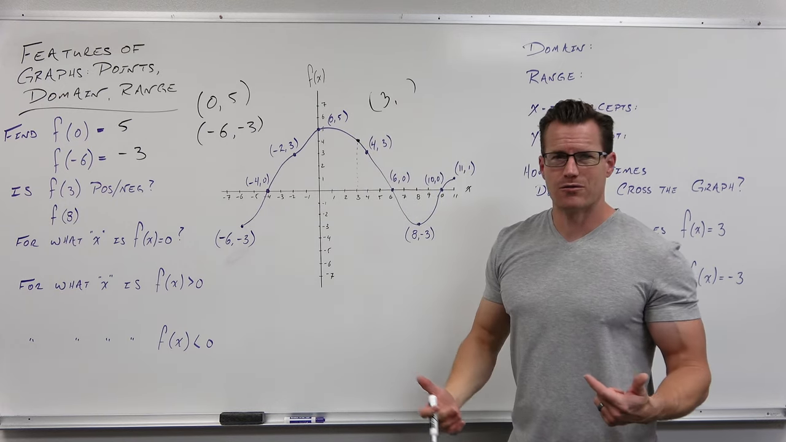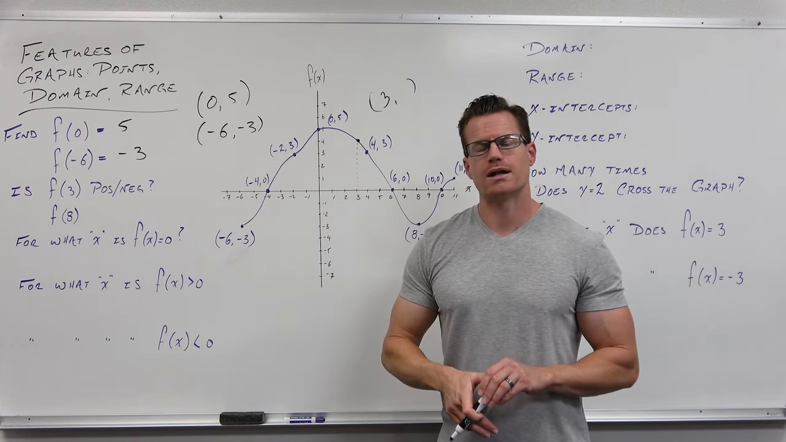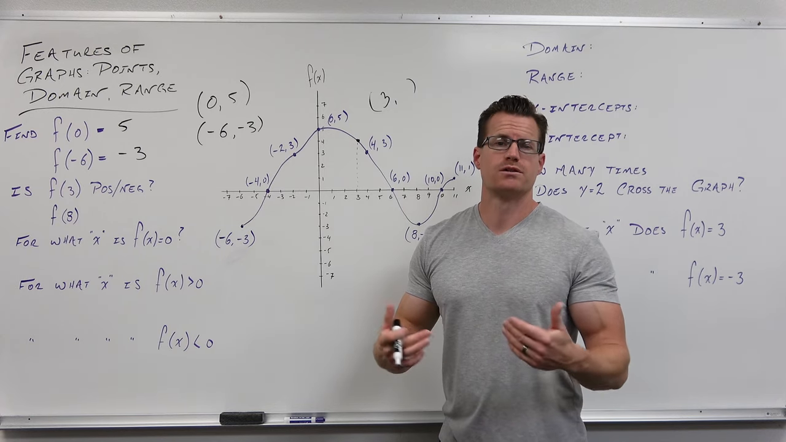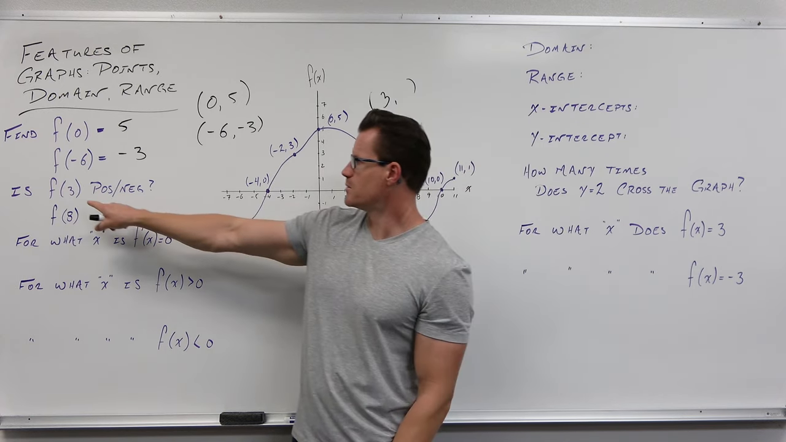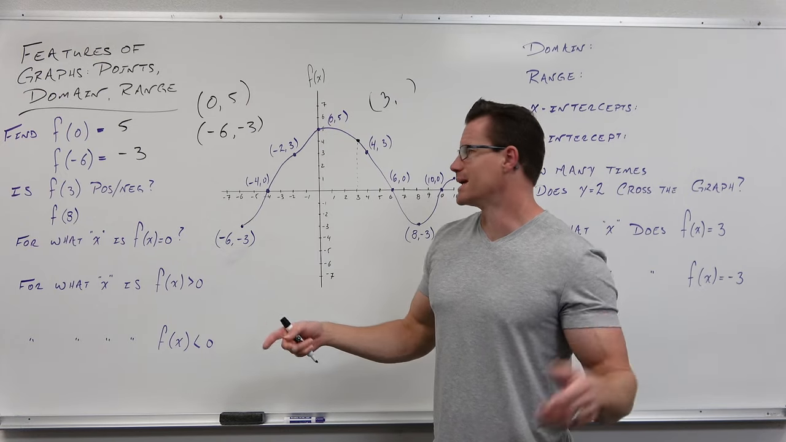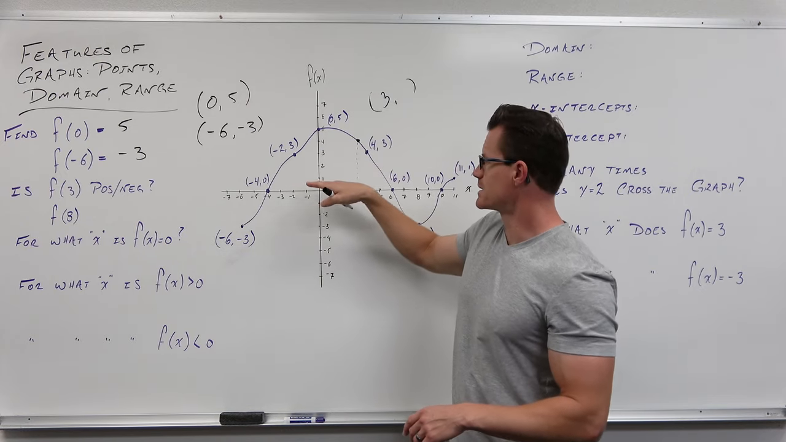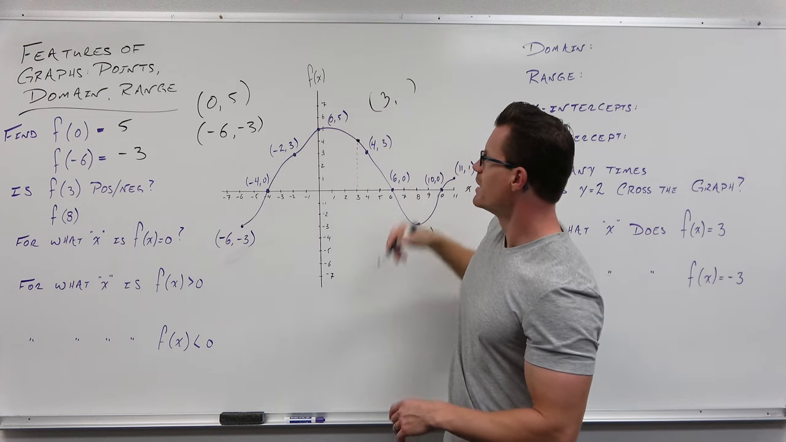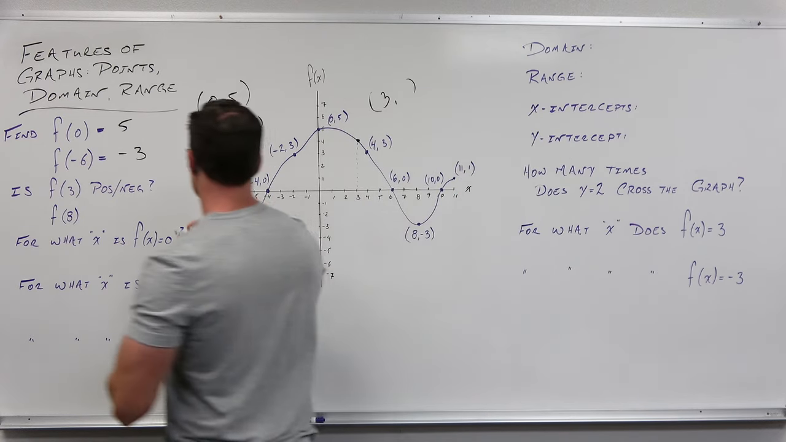Well, it looks like it's about 4. It's not asking you whether it's 4 or not. It's asking, is the output value positive or negative? And that's what it's saying. It says, given an input value of 3, what's the function doing? What's its output? Is it positive or is it negative? Since we're above the x-axis, all of these output values are positive, this would just be positive.